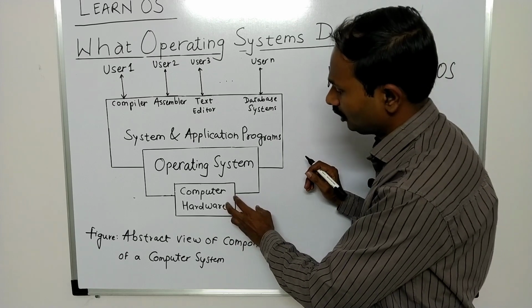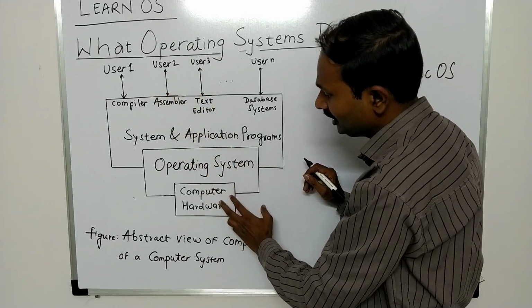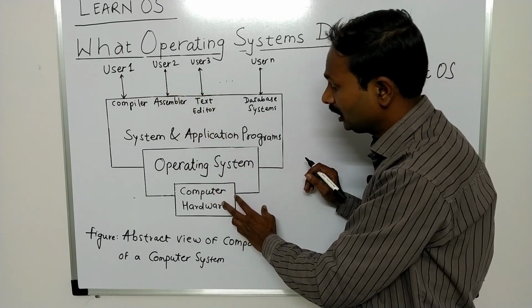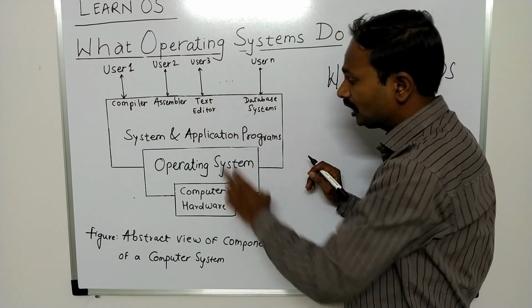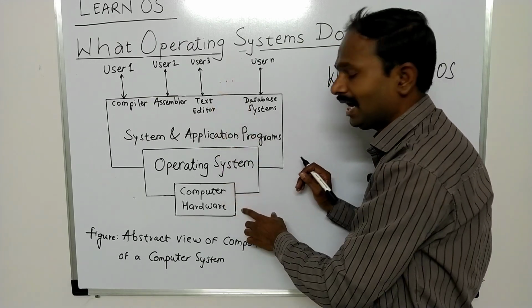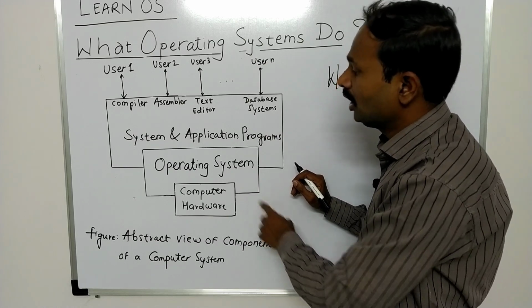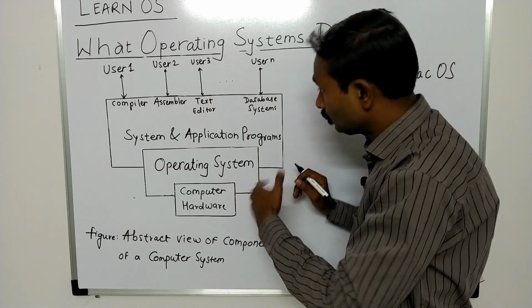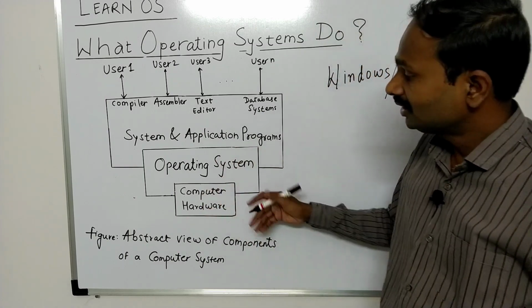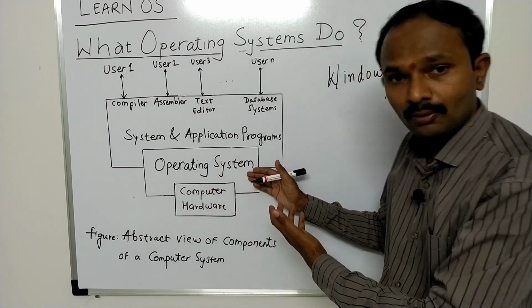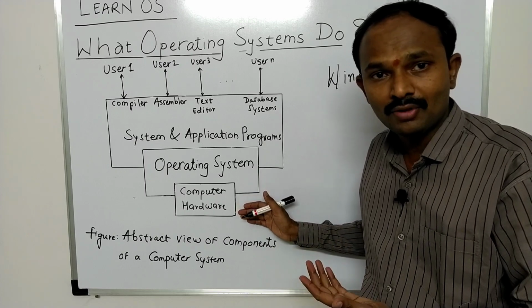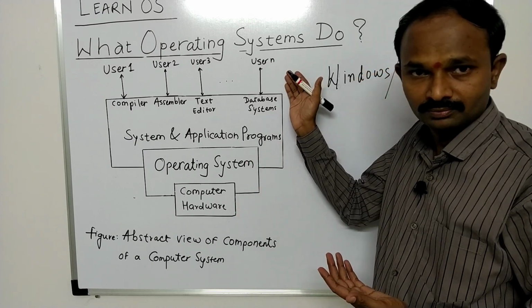Now, if the user wants to interact with this particular hardware, then direct communication between a user and hardware is not possible. So that communication happens via the operating system. So we can say that operating systems provide an interface between computer hardware and a user.